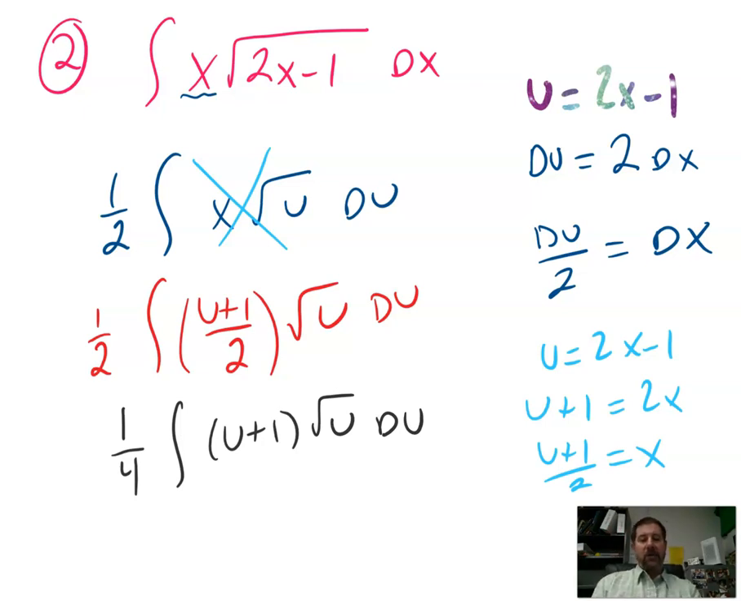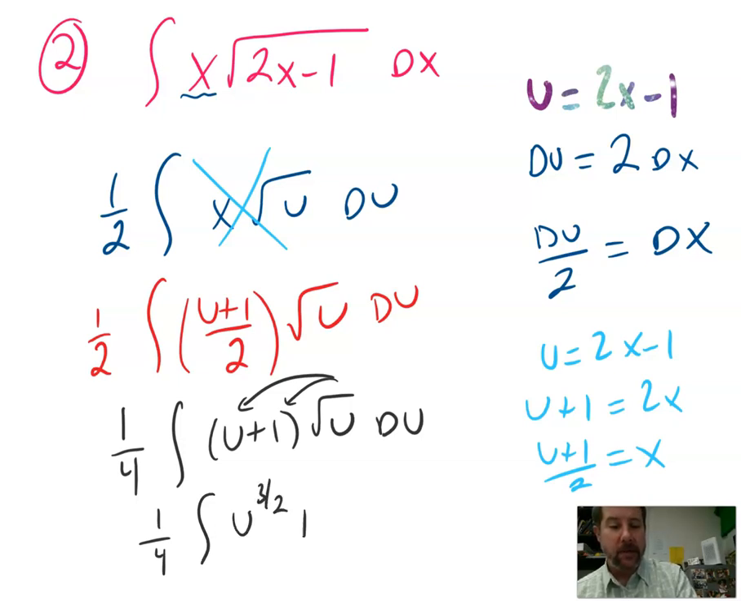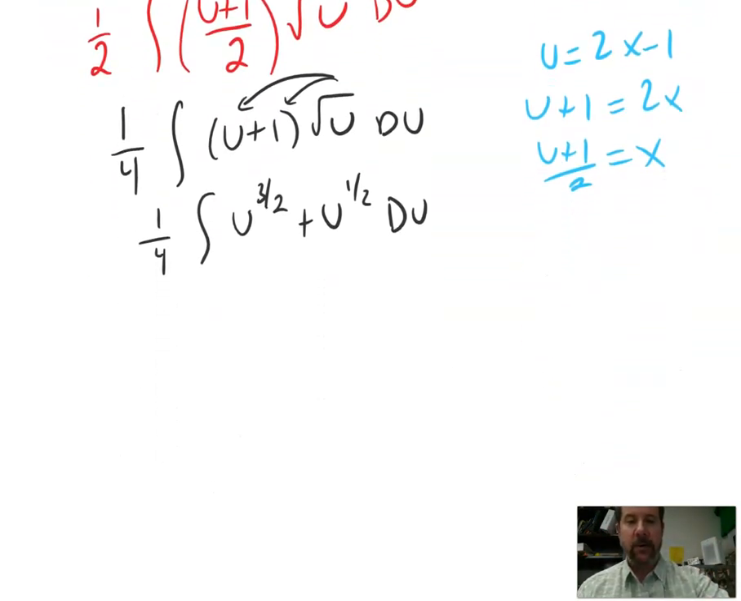And now what we can do is distribute this square root of u, or u to the 1/2. If I multiply all this by u to the 1/2 now, I get 1/4 integral u to the 1/2 times u is u to the 3/2 plus u to the 1/2 du. But now this is something I can integrate just using the power rule. Let me slide up here a little bit so we have a little bit more room.